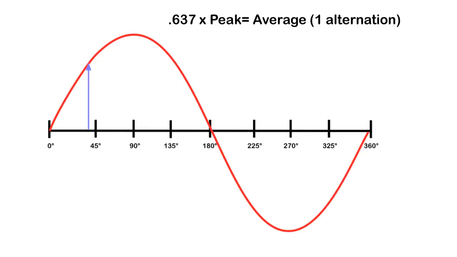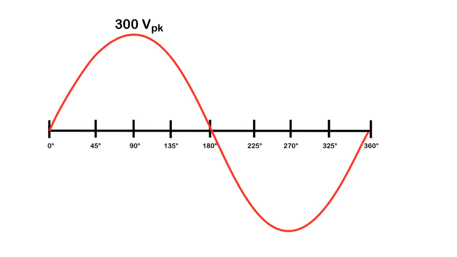Let's take a look at an example. Let's say I wanted to calculate what the average value is of this waveform if it had a peak voltage of 300 volts. So what I would have to do is this. I would take that peak value and go 300 times 0.637, and I would get my answer of 191.1 volts. That's it. That's how you work out what your average is for one alternation.